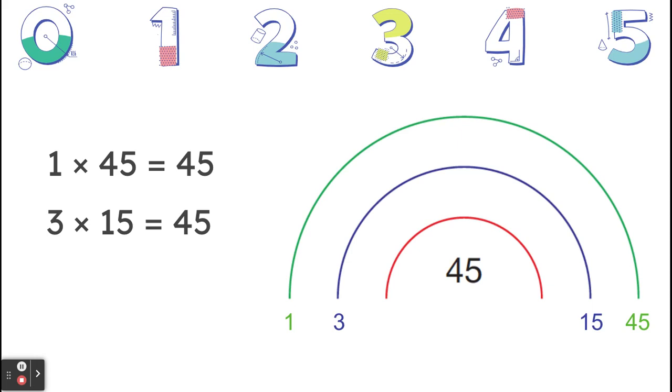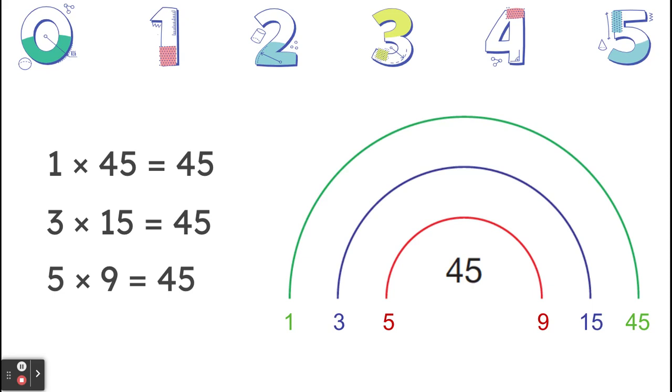Next is 5. Now I know that 5 times 9 equals 45. So yes, 5 is a factor of 45. And we have 5 and 9 as another factor pair of 45. And you see we have built our rainbow again, this time using the factor pairs that we arrived at through our division. Now, if you're not sure about 6, 7, 8, you're going to want to try them.